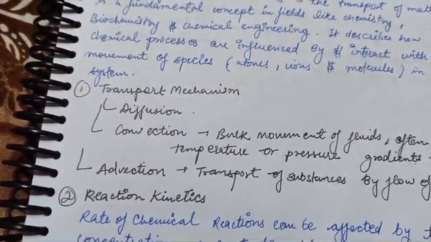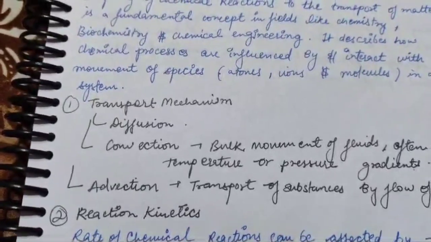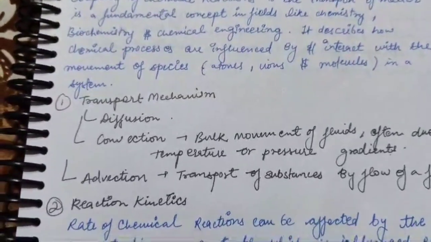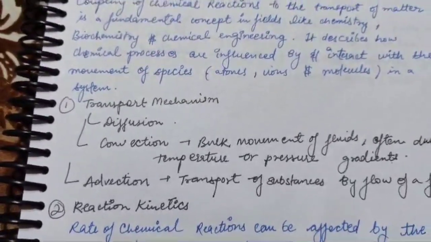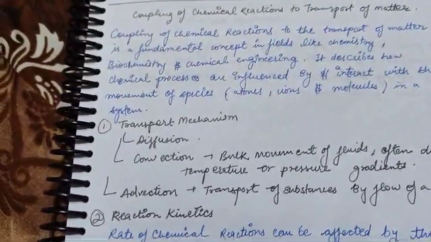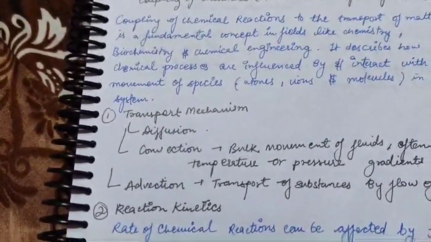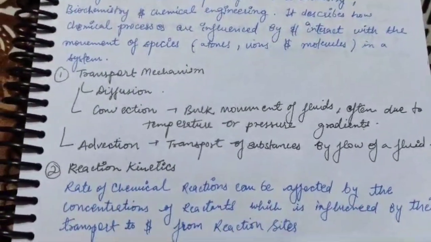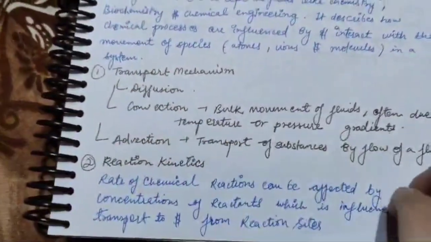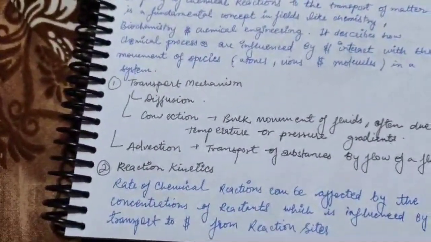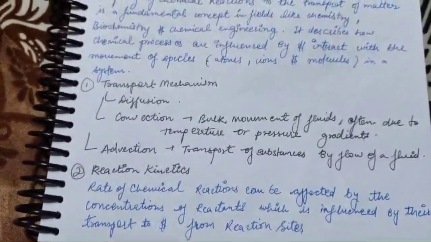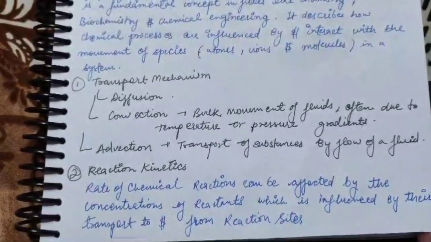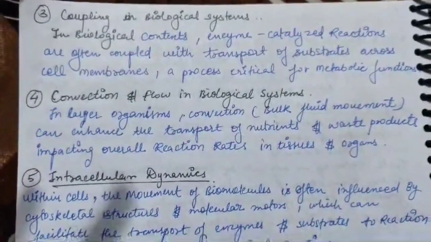advection. Diffusion is the movement of the ions from the high concentration to the low concentration. Convection is the bulk movement of the fluid, often due to the temperature or pressure gradient differences across two specific containers. Advection is the transfer of substances by the flow of a fluid. The transport of substances needs reaction kinetics. The rate of the chemical reaction can be affected by the concentration of the reactants, which are influenced by their transport to reaction sites.